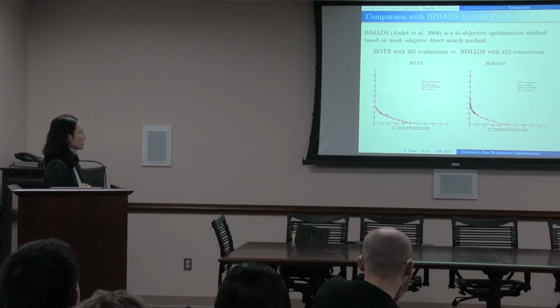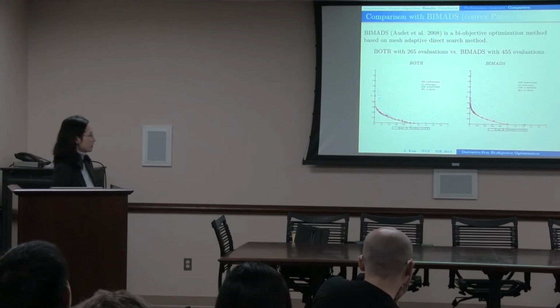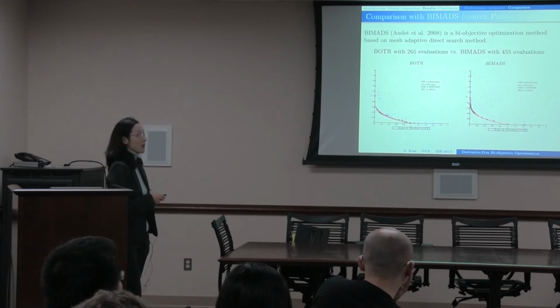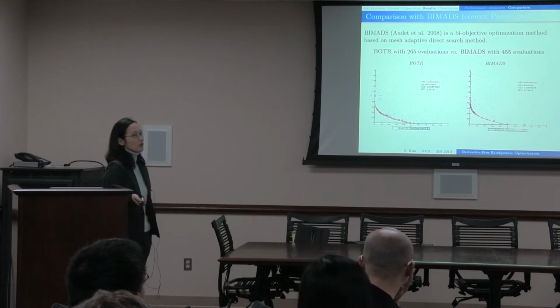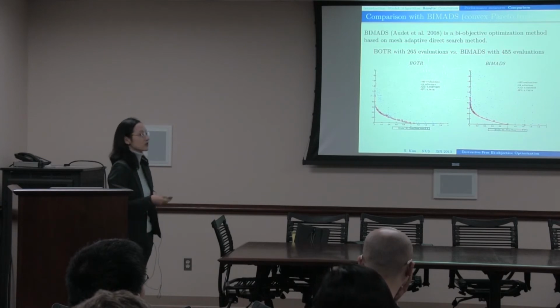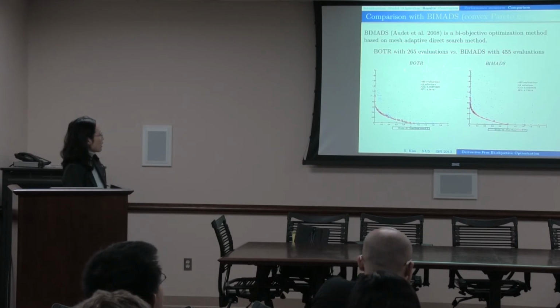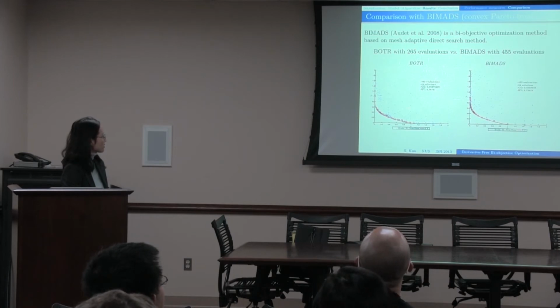And as I mentioned, one of the most popular derivative-free methods for the biobjective problem is BIMADS. So we compare our method with BIMADS. We also compared our method to other genetic algorithms, but we didn't present it because these two methods are definitely better than the genetic algorithms. The left one is our method, based on 265 evaluations, and the right-hand side is 455. The reason is that we believe these two have similar performance overall, but we use much fewer evaluations. And you can see BIMADS basically covers around this area.